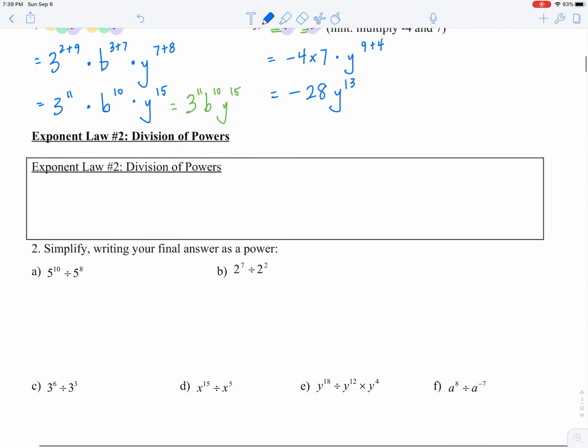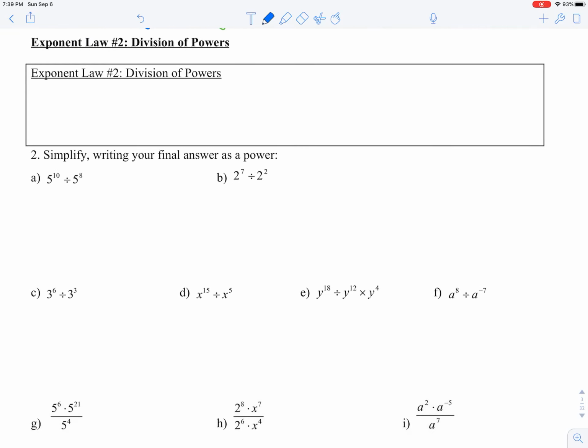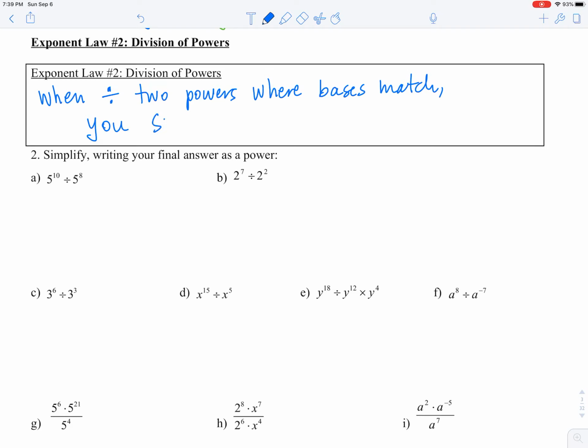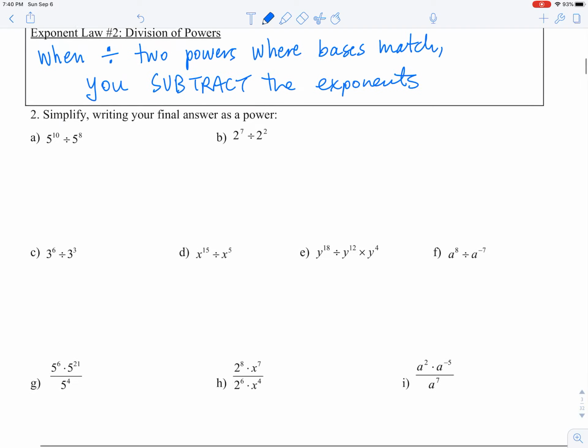Exponent law 2 is the division of powers. When dividing two powers where the bases match: for multiplying, we added the exponents. For dividing, we're going to subtract them. So when dividing two powers where the bases match, you subtract the exponents. So let's practice this a little bit.